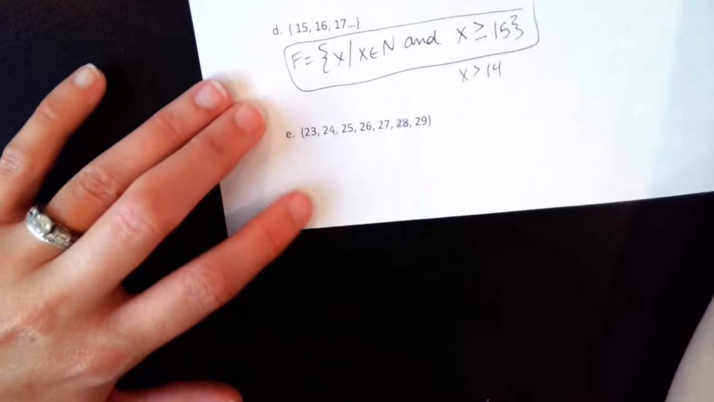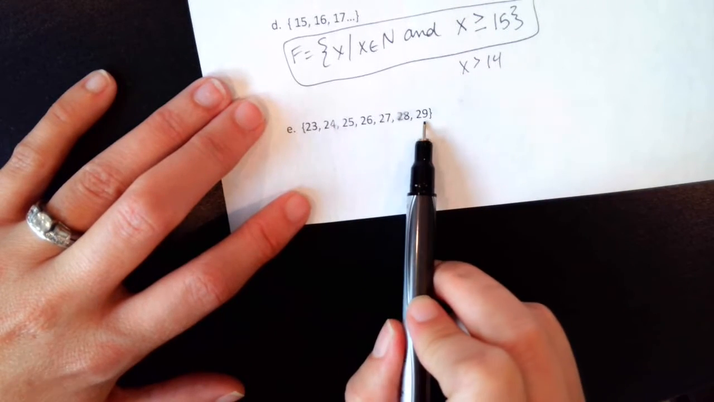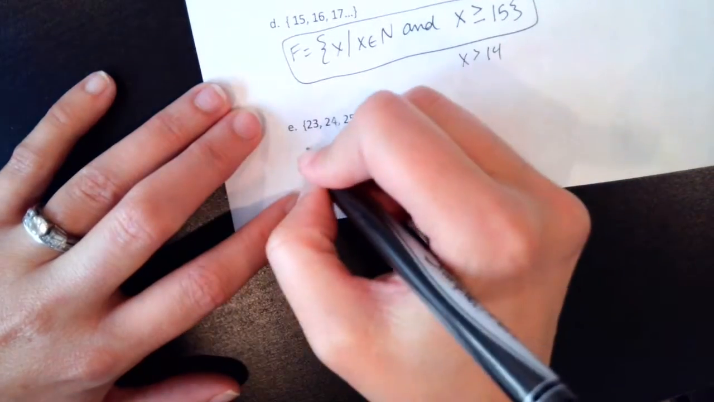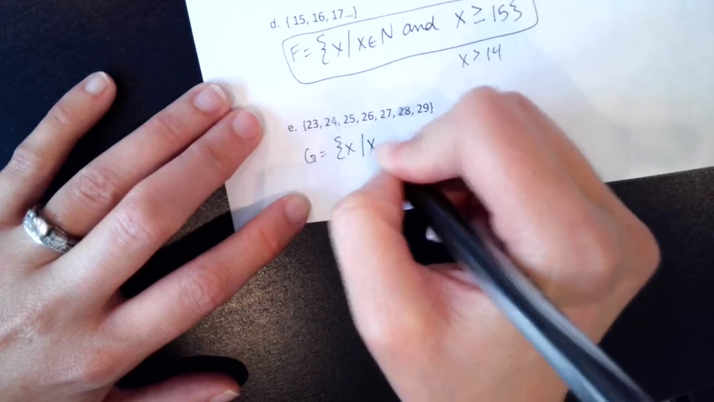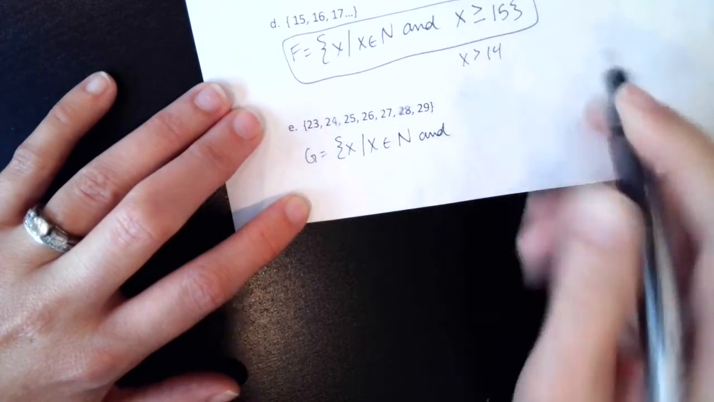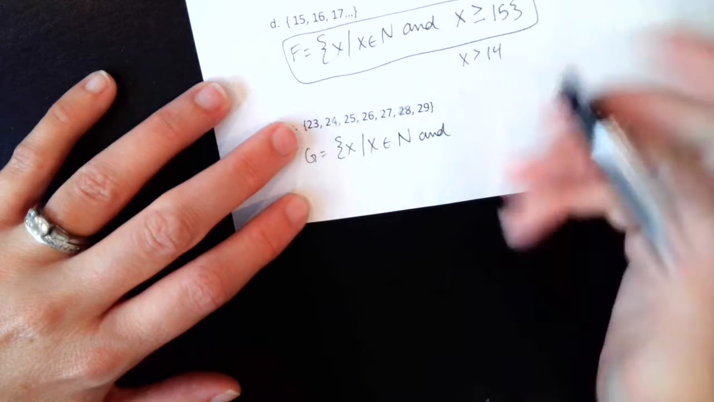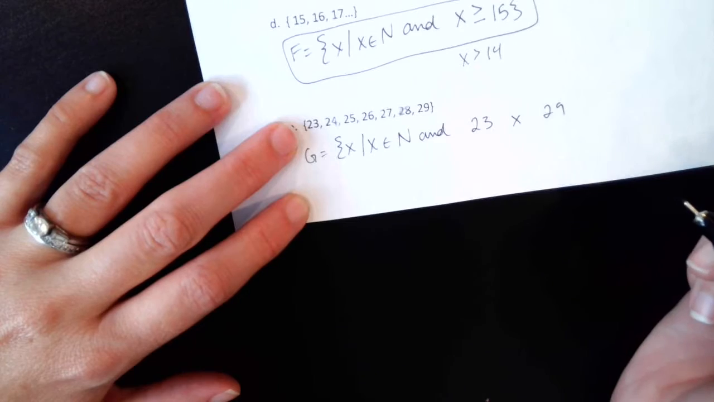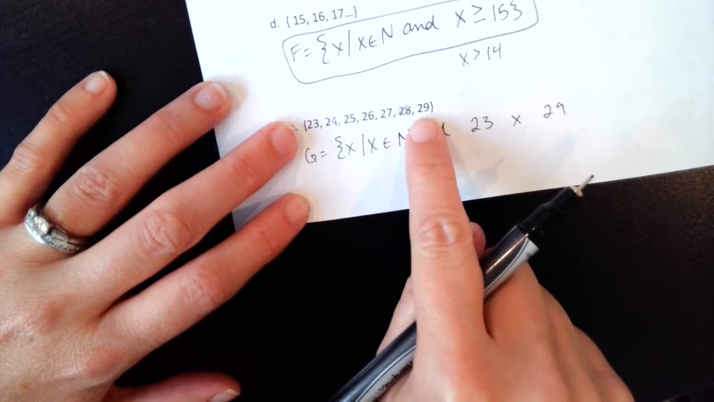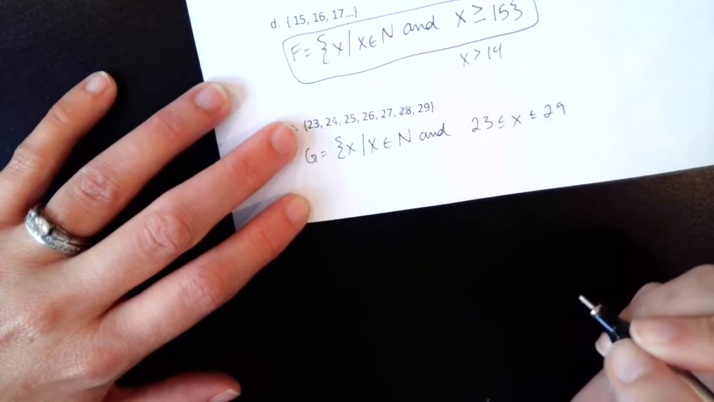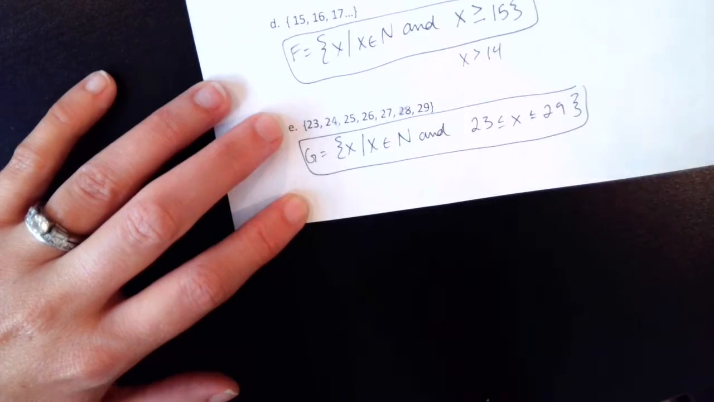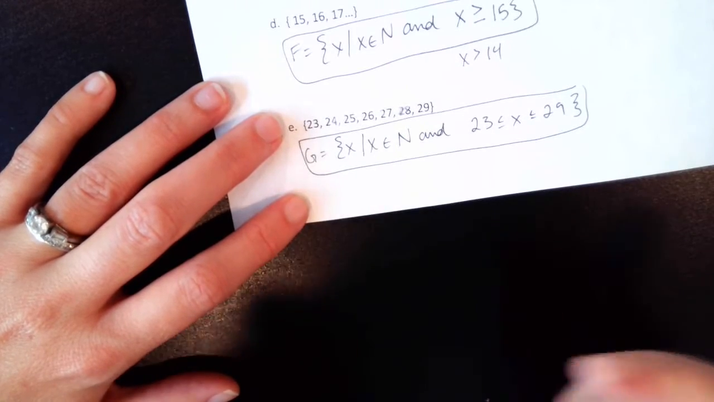Let's look at this one. I've got 23, 24, 25, all the way up to 29. So I have a starting point and an ending point. Let's name this one G. So G is the set of all X such that X is a natural number and, okay, let's use our shortcut. 23 is my low number, 29 is my high number, put X in between. I'm including 23 and I'm including 29, so I'm going to go like this for both of those. And then don't forget to close it with a brace, the little curly bracket. So there's that one. Let's keep going.